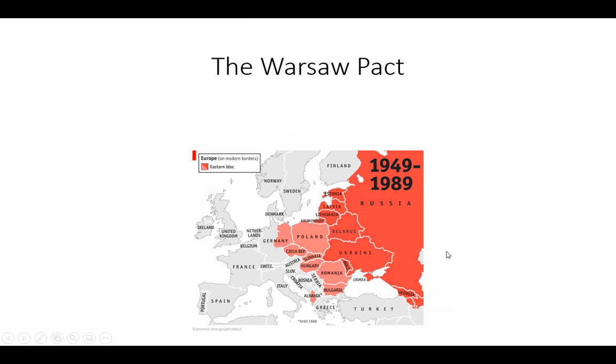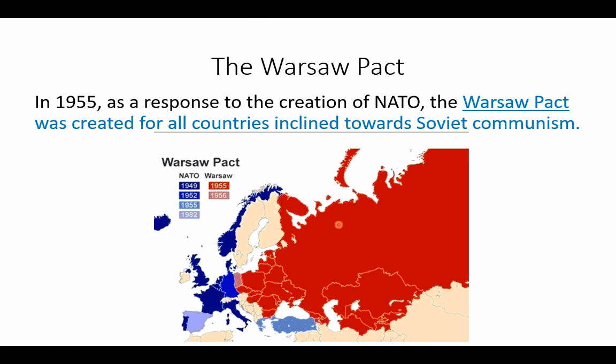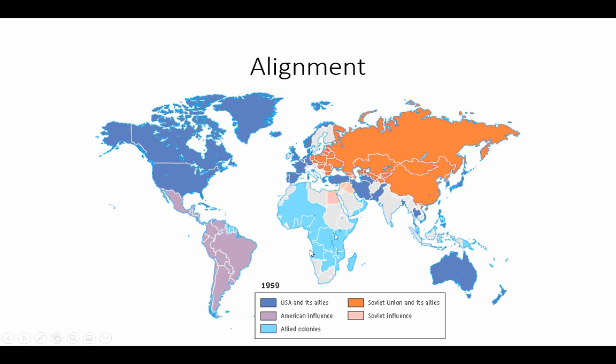And so in response to this, in 1955, as a response to the creation of NATO, the Warsaw Pact was created for all countries inclined towards Soviet communism. So we see these two alliances being formed here. This alignment of Western countries, right? The ones that are highlighted in blue here, they form the allies of the United States. And then these red countries, they become allies of the Soviet Union.